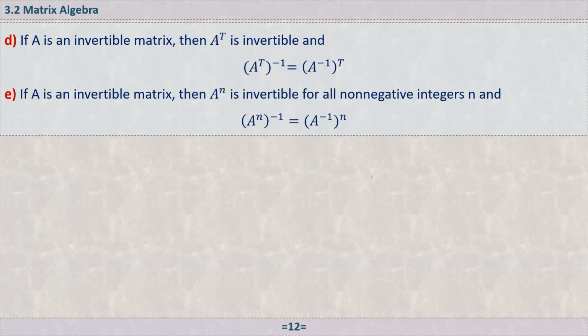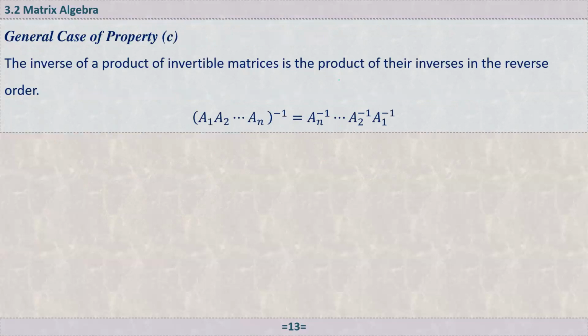All right, in a similar way, if A is an invertible matrix, then A transpose is invertible, and (A transpose) inverse equals (A inverse) transpose. That's also interesting. If you first transpose and find its inverse, or first find its inverse and transpose, we get the same result. And if A is an invertible matrix, then A to the power of n is invertible for all non-negative integers n, and (A to the power of n) inverse equals (A inverse) to the power of n. For D and E, you may just try and prove it, okay?